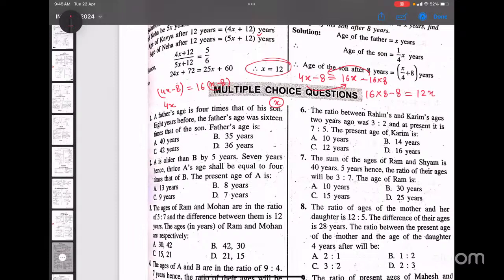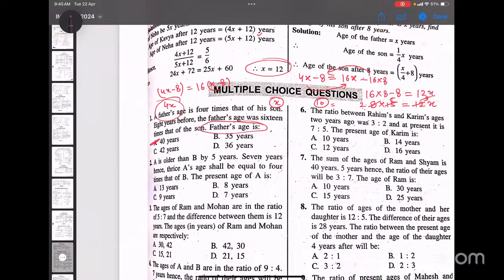If you take 8 outside, it will be 8 into 15 by taking common, equals 12x. So 4 into 8, 4 3 the 12, 3 5 the 15, 5 into 2, 10. So the value of x will be 10. We are interested in father's age. Father's age is 4x. So this will be 4 into 10, that is 40 years.